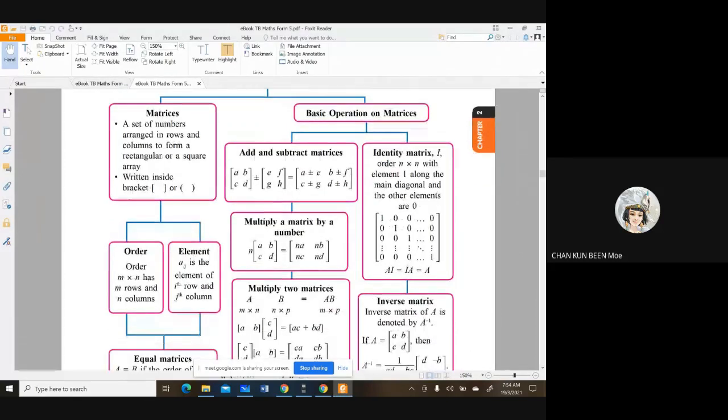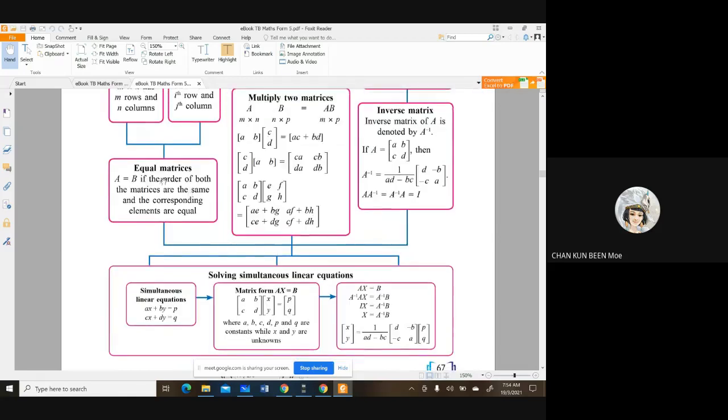Okay, first you learn about the matrices. It is a set of numbers arranged in rows and columns to form a rectangular or a square array. So you can write inside a bracket, the square bracket or the round bracket. And then the next thing that you learn is the order. The order of the matrices is m times n, and then the element. After that, you learn about the equal matrices. A equals B if the order of both the matrices are the same and the corresponding elements are equal. Meaning that all the elements in there are the same, then they are called the equal matrices.